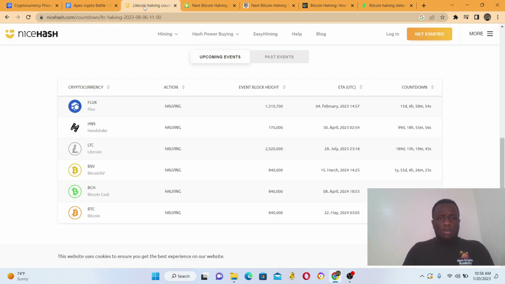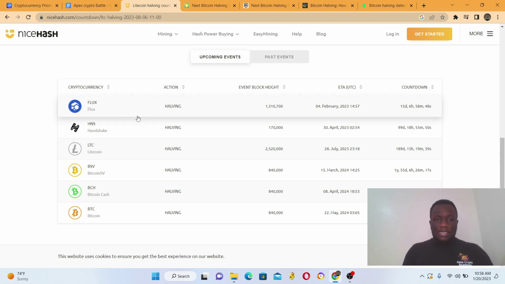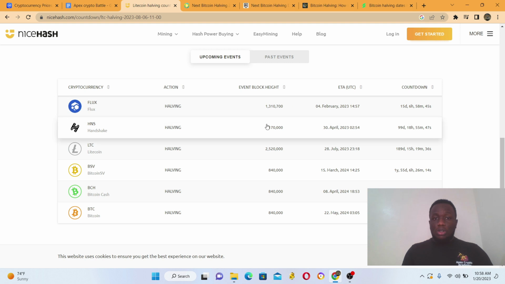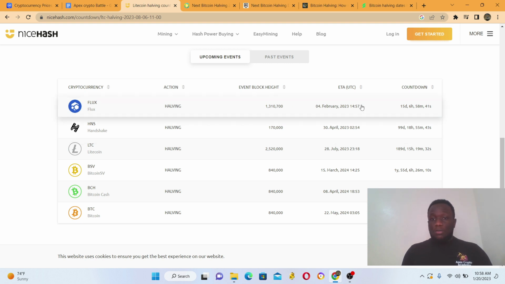So, let's see some of these projects that have halving events and when these next halving events are gonna occur. We have Flax, of course. The next block is gonna be at 1.3 million. The next halving event is 4th of February, that is next month, and this is the countdown that's gonna happen. It's still live. This is a live countdown. You can see right now at 37, 36, 35.